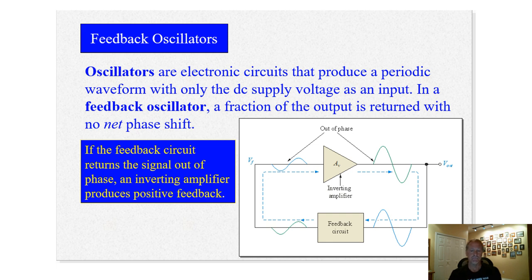Feedback oscillators, as the name implies, take feedback from the output and feed it back to the input. So this diagram here sort of shows that. This happens to be an inverting op amp here, which causes the output to be inverted from the input. It comes around through this feedback circuit where it's inverted again and gets fed back to the input.